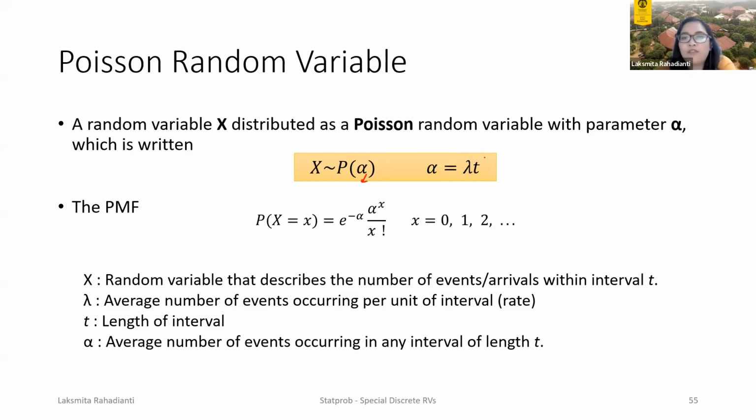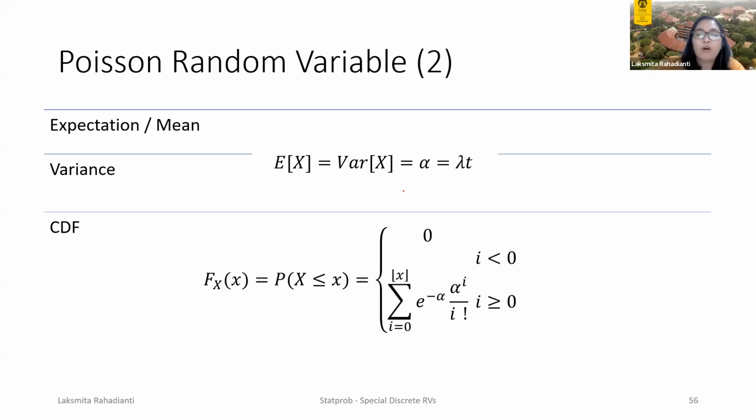So for example, if I'm trying to compute the number of emails occurring in a day, in my whole day, and let's assume that my whole day is 24 hours, I know that I have 0.5 emails per hour. And as such, I can multiply that, and my alpha here would be 12. Be careful. Based on the Poisson random variable, we can then compute the variance, expectation, and the CDF.